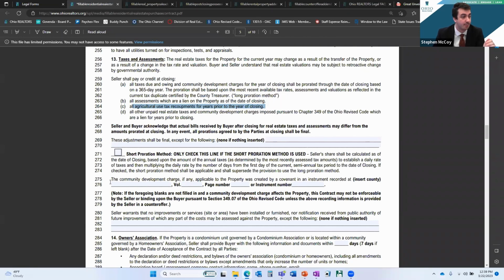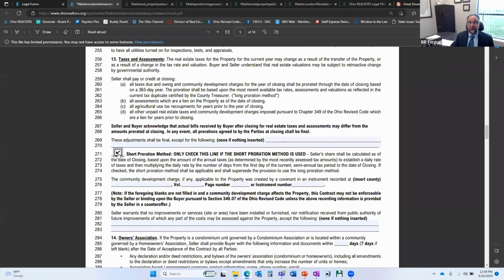And then, with community, the short proration method is really only used in, I believe, about 2 or 3 different localities in the state of Ohio. So if you are in that area, I believe it's Montgomery and Lucas counties, maybe Greene as well. If you are in one of those localities that uses a short proration method, you will have to affirmatively check the box there to make sure it's prorated using that method. Otherwise, if you don't check anything, the default is the long tax proration, which the majority of transactions will use.